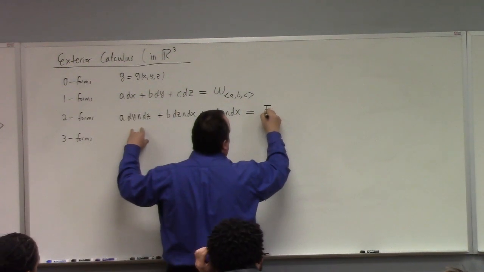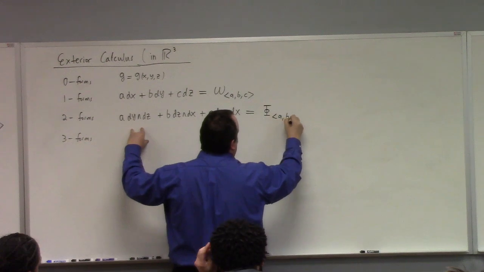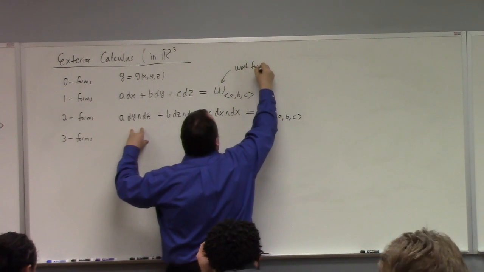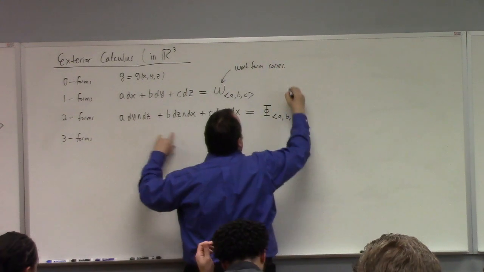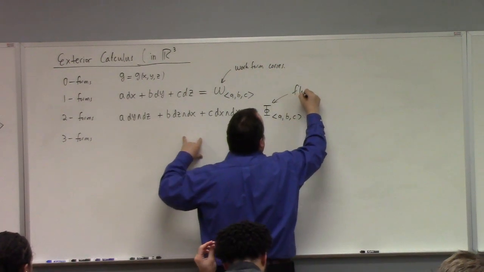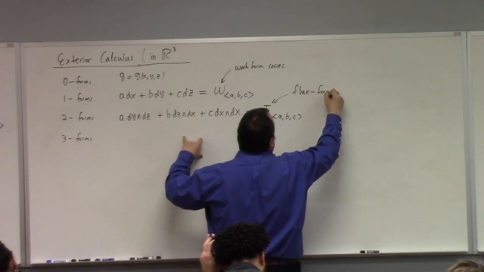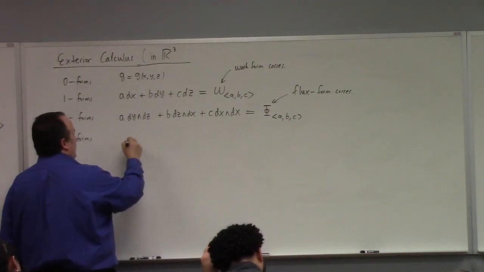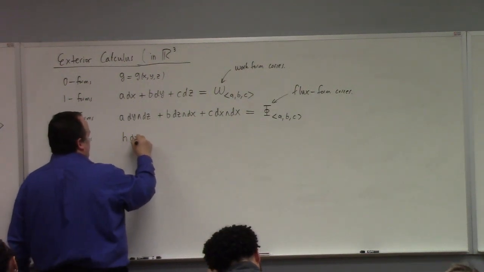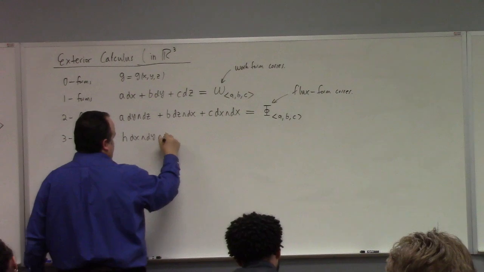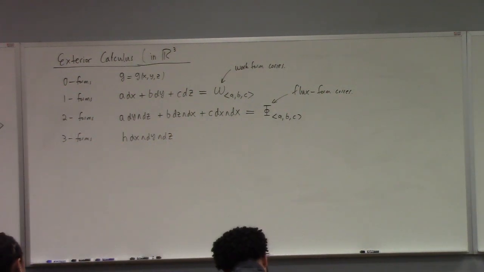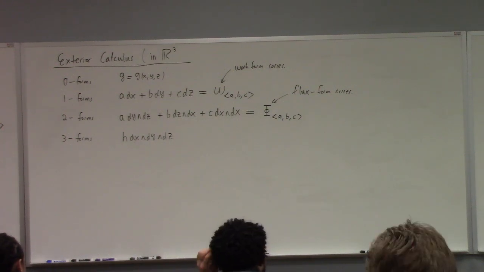This is what's known as the flux form of the vector field ABC. So this is the work form correspondence. This phi is the flux form correspondence. And 3 forms, well, they're kind of boring. There's just one of them. H dx wedge dy wedge dz. That's all you have. The wedge product is very much like the things you already know.